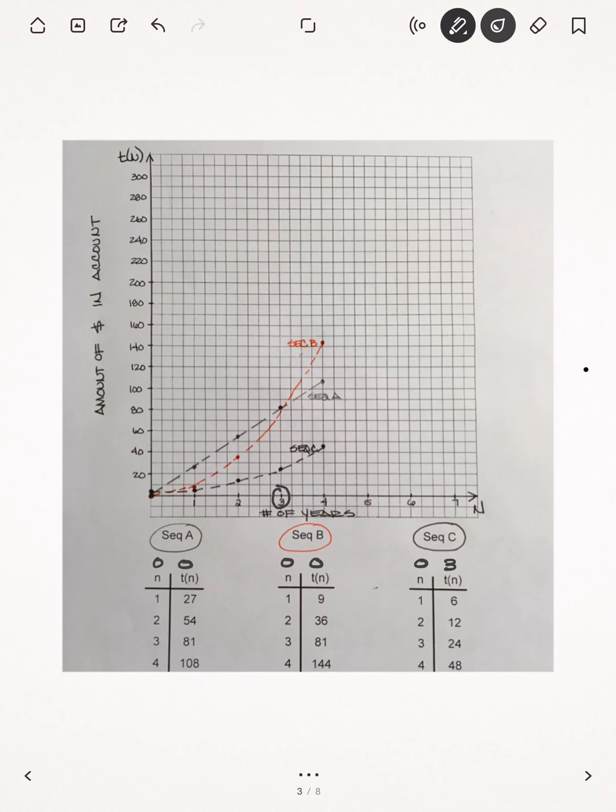Okay, so what account would you like to have at year 4? Which account would you want your money to be in? Well, obviously, since sequence B is the highest amount at 144, we would want our money there. Make sure that you have everything labeled and make sure that your graphs are correct.